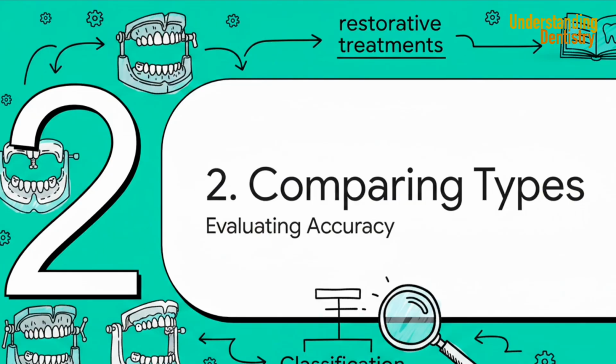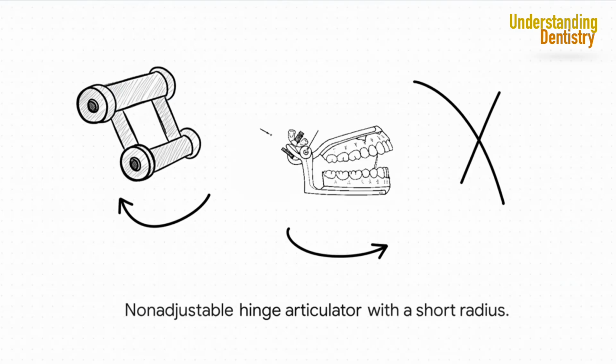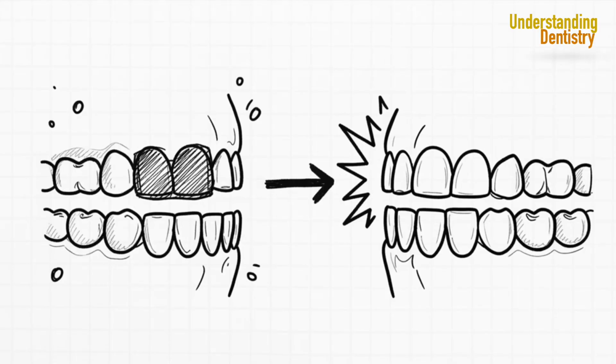Let's look at how this biological foundation translates into the actual hardware you'll be selecting for your restorative treatments. Starting at the lowest end of the accuracy scale, we've got the non-adjustable articulator. Essentially, it's a small hinge. It's only capable of basic opening and closing, and its axis of rotation is located way closer to the teeth than in a real human skull, resulting in a severely shortened, unnatural radius of movement. So, what's the clinical danger here?